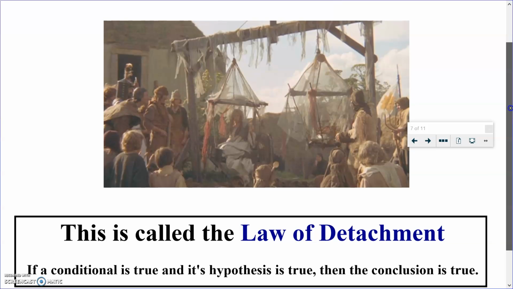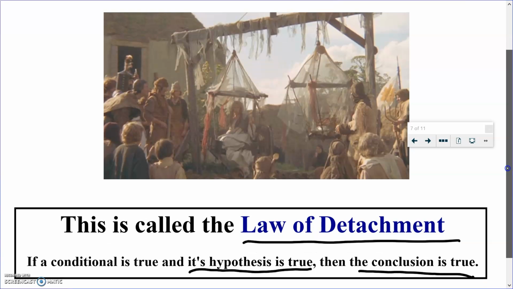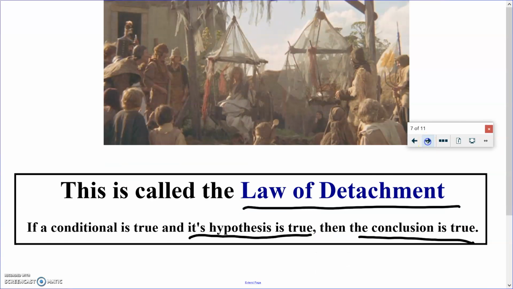So if I say Miss Bab is a witch, then we can conclude that she weighs as much as a duck. Okay, so if the hypothesis is true, then the conclusion is true as well, and that's what we call the law of detachment. So we're going to practice that real quick here.